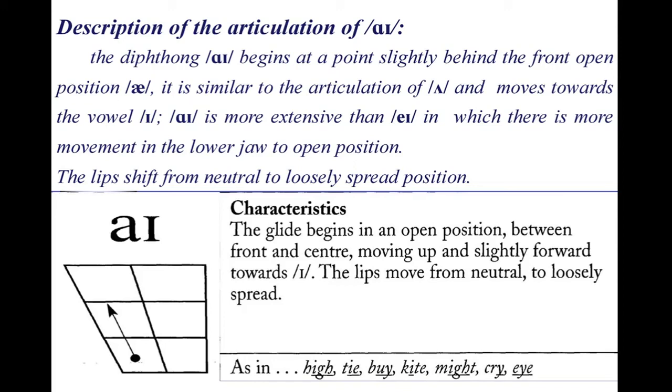Characteristics of ai. The glide begins in an open position between front and center, moving up and slightly forward towards i. Lips move from neutral to loosely spread, as in high, tie, buy, kite, might, cry, and I.